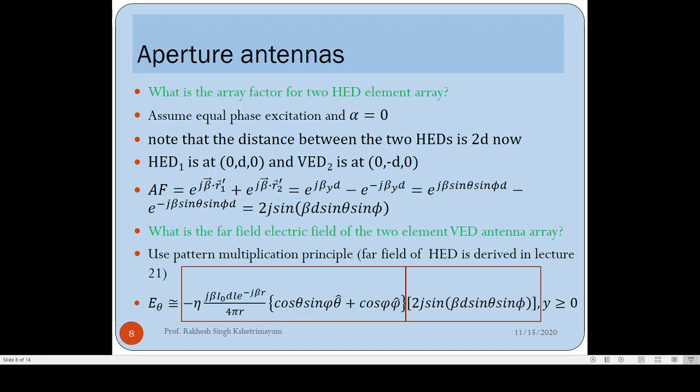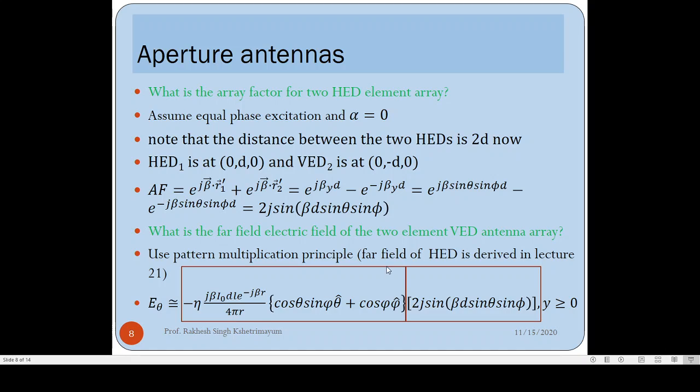Once I have the array factor, I can always find the far field electric field of the two element horizontal electric dipole antenna array. By using the pattern multiplication principle, I know the far field of a horizontal electric dipole, which was already derived in lecture 21. So this is the far field radiated field of a horizontal electric dipole. It will have only a theta component. It is minus eta j beta I naught dl exponential minus j beta r by 4 pi r.